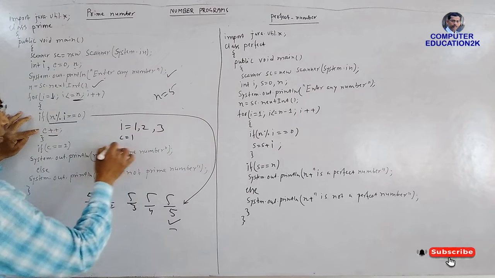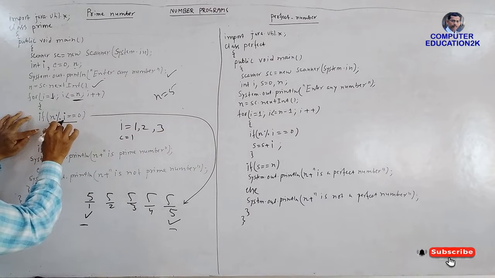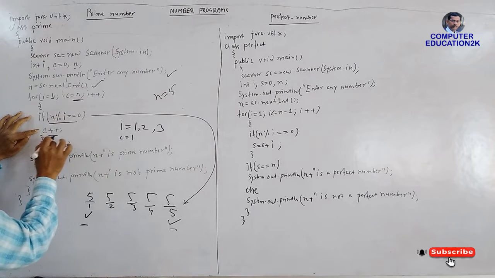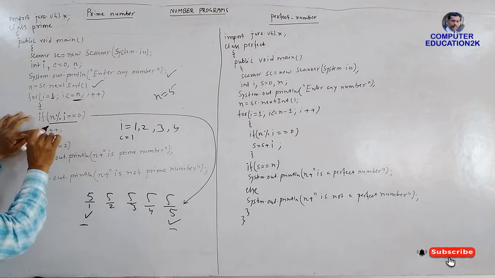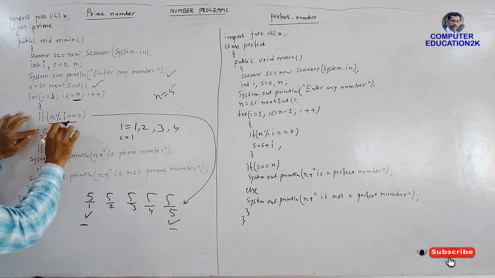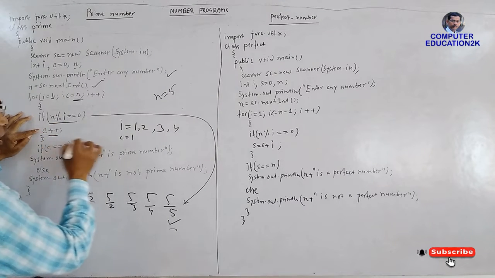Then the I value will be 3, 5 by 3, is it divisible? No, condition false, C will not increase. Then I will be 4 now, 5 by 4, is it divisible? No, the condition is false, the C value will not increase.